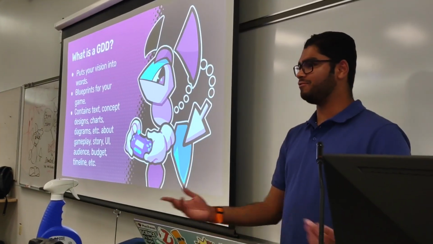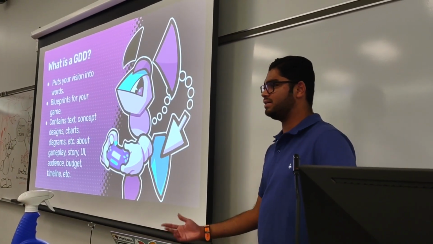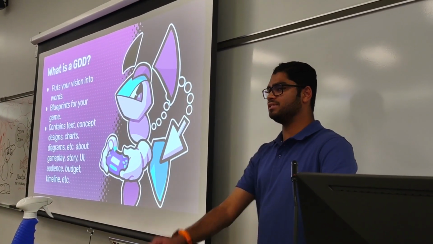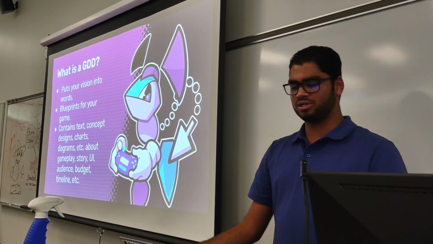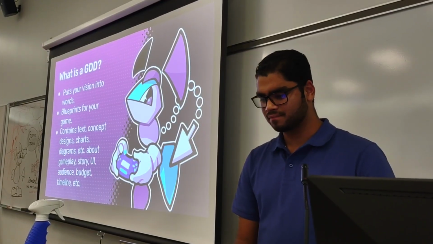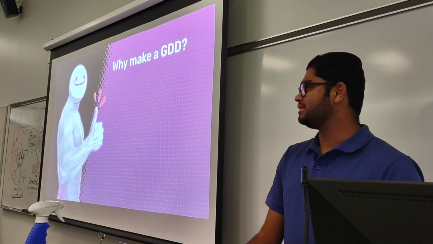So that can be like information about the gameplay, the story, the UI. And if you're going to be showing this to investors, then it will also be about like the target audience, the genre, budget, timeline. So now, why make a GDD?